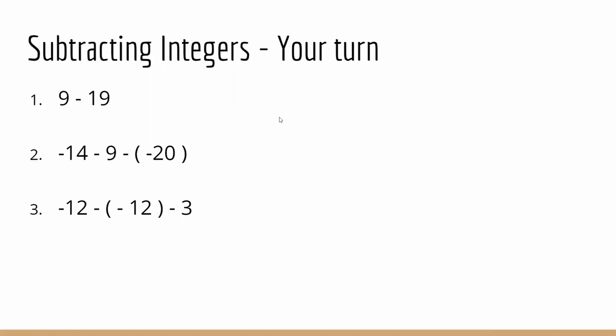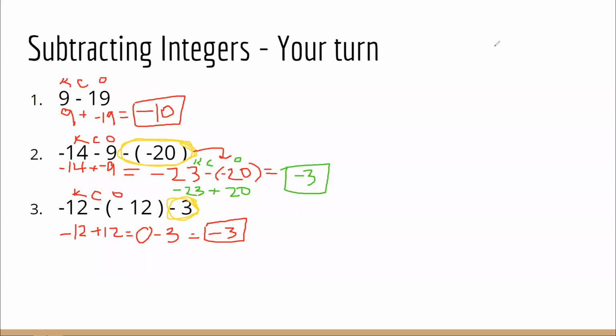Now it's your turn. Try these 3 problems using the KCO method to be able to solve them, and I'll have your answers here in a second. And here are your answers, and here's a little bit of an explanation on why I got those answers. So for number 1, you should have gotten -10, number 2 is -3, and number 3 is also -3.